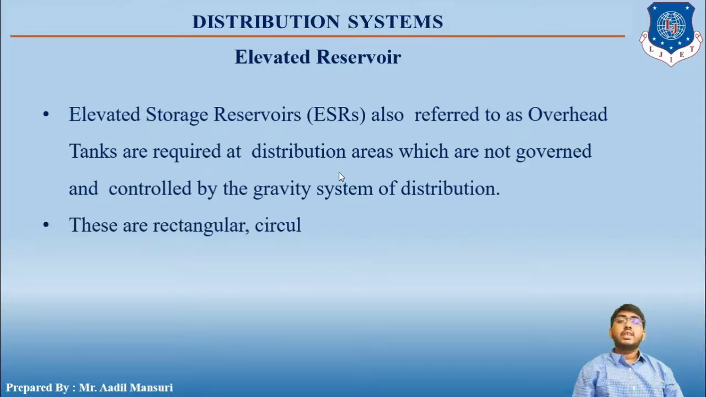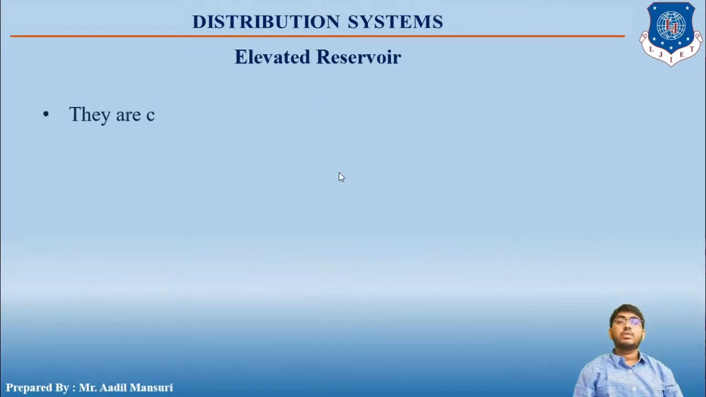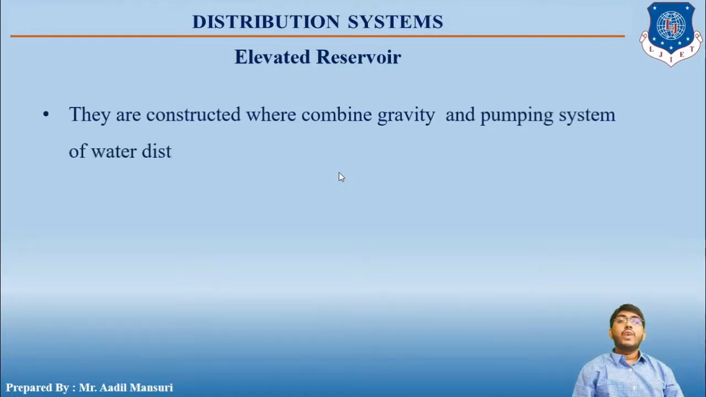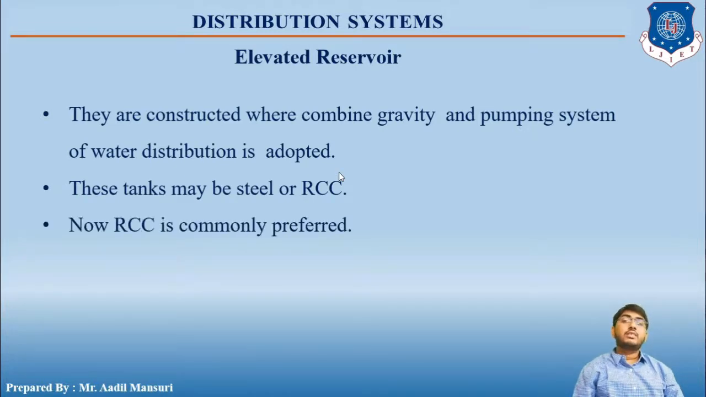Okay, next, these are rectangular, circular, elliptical or sometimes conical in shape. If the topography of the town is not suitable for gravity flow, the elevated tanks are used. Okay, they are constructed where combined gravity and pumping system of water distribution is adopted, and these tanks may be either steel or RCC. Now, RCC is the most commonly preferred tank all across the globe.